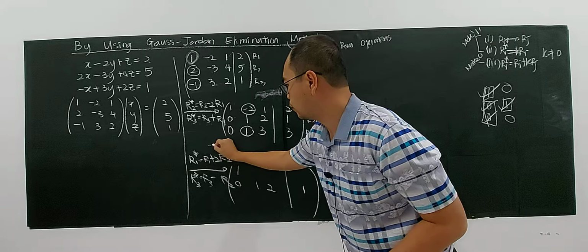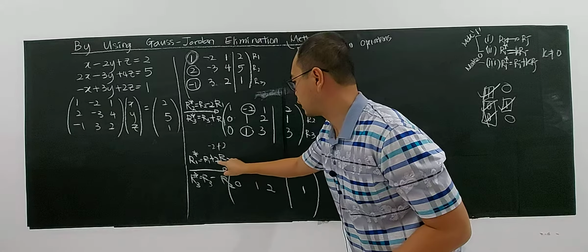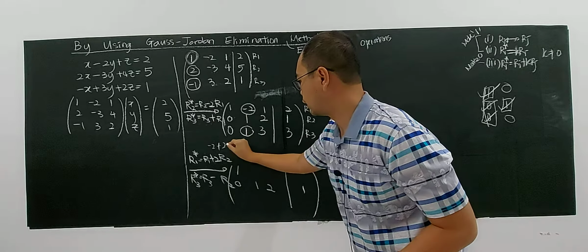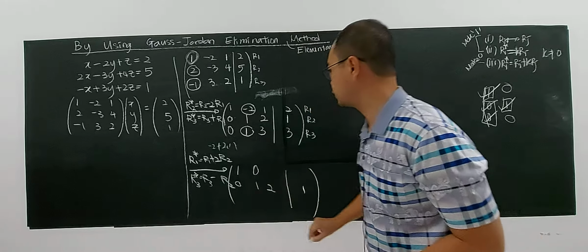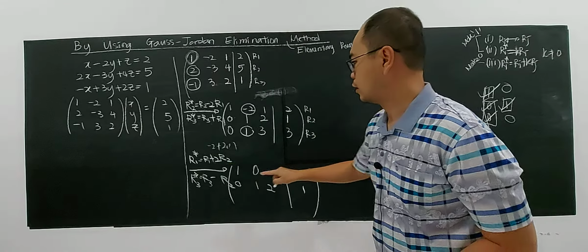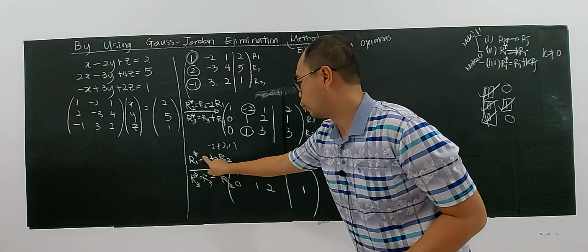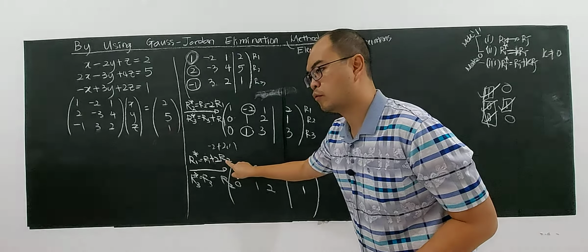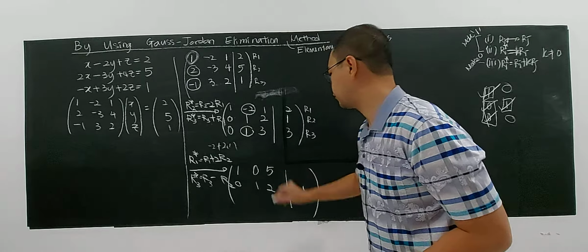-2 plus 2 times row 2. So you will get 0 here, right? So 1 and 2. 1 and 2. 1 plus 2 times 2. 4 plus 1. You have 5.